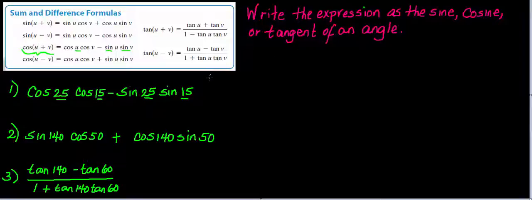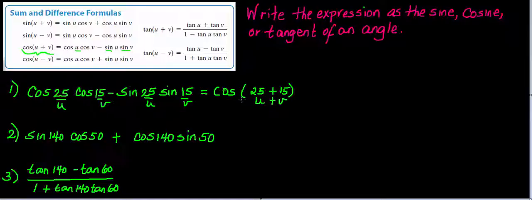So they're asking you to write this expression as the sine, cosine, or tangent of an angle. So this is what you do. You use it backwards. Since I know this comes out of this formula, I'm going to write this in a more reduced form. I'm going to write it as the cosine of 25 plus 15, or the cosine of u plus v. And we had already said this is u, this is v. So what I have here is the cosine of 25 plus 15, which in turn is equal to the cosine of 40.